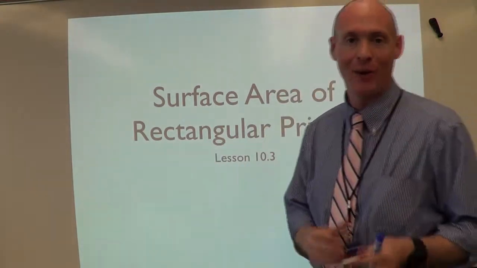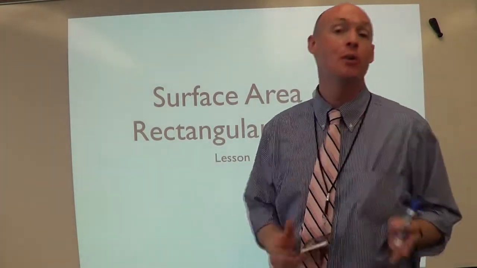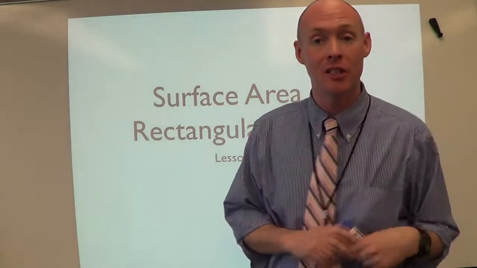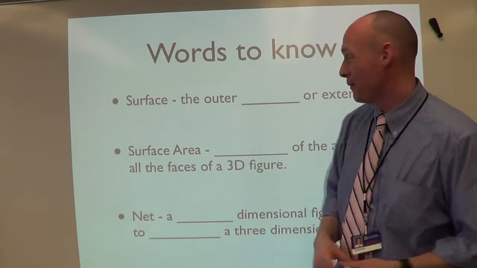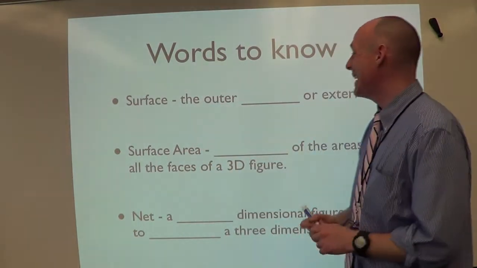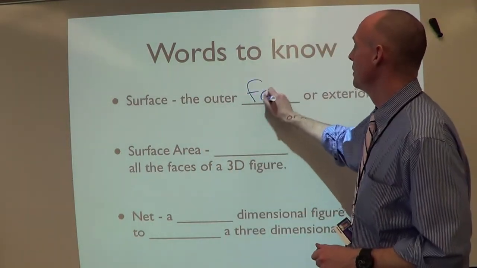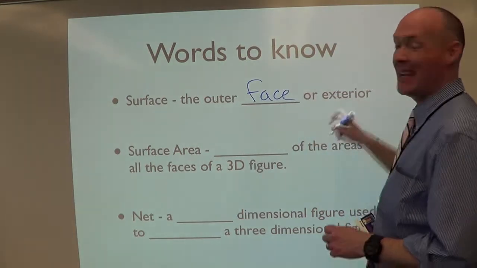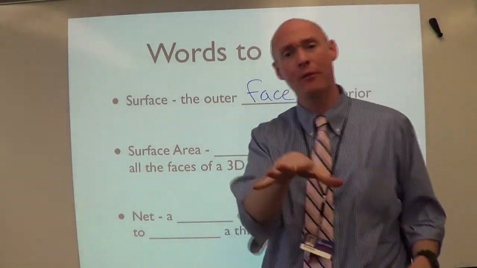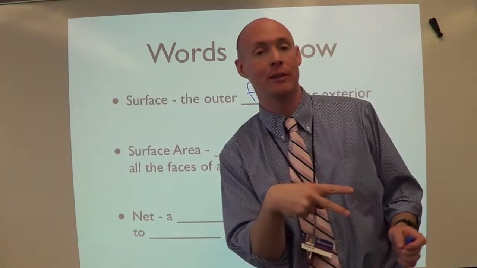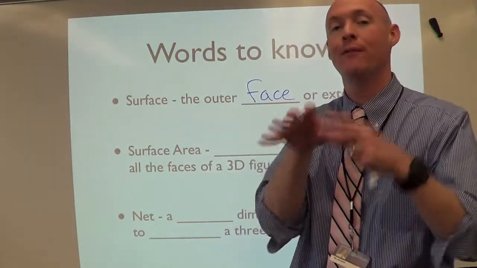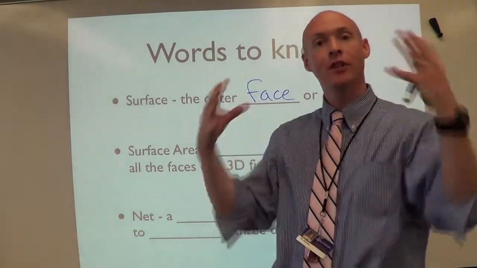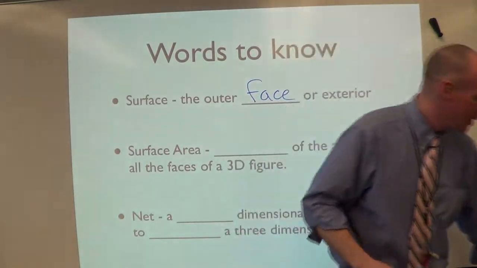Today we're going to talk about finding the surface area of a rectangular prism. There's some words we need to get down first, so make sure you take these notes. First we got to know, what is a surface? The surface is the outer face or the exterior. Now if you remember the past two units we've done, we talked about volume, which was what can fit on the inside. Surface is what's on the outside.